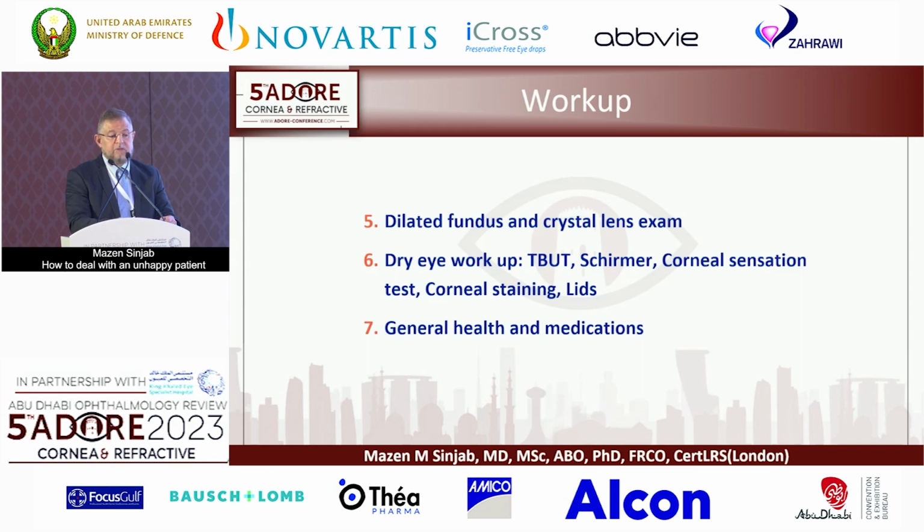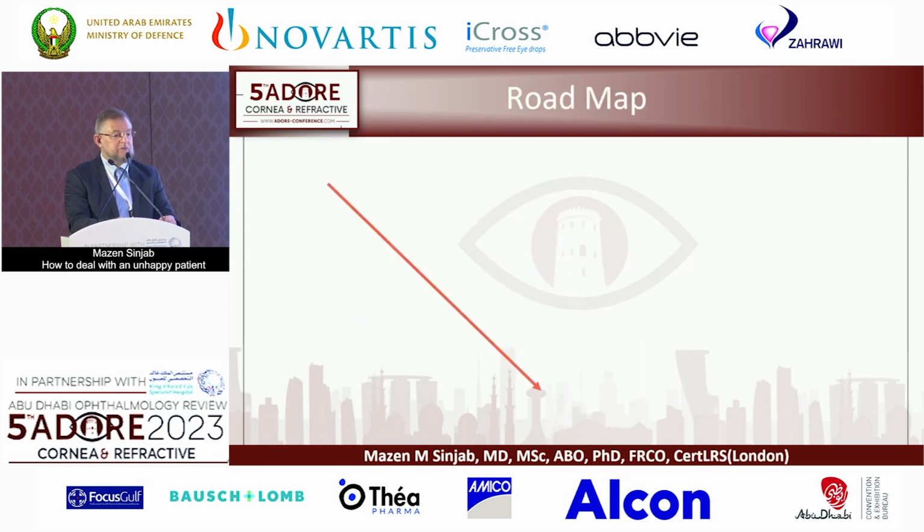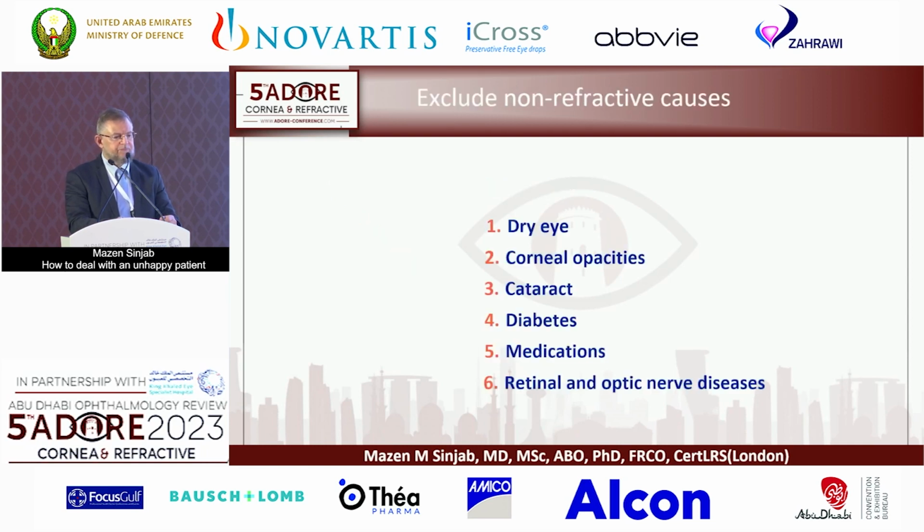Dry eye workup, like the tear film breakup time, Schirmer, corneal sensation test, corneal staining, and checking the lid's closure, for example, lid contour, lid margin, if any meibomian gland dysfunction, blepharitis. General health and medications, like if the patient is taking any general medications or has diabetes, for example. Now, what is the roadmap? First, we have to exclude non-refractive causes like dry eye, corneal opacities, cataract, diabetes, medications, retinal and optic nerve diseases.